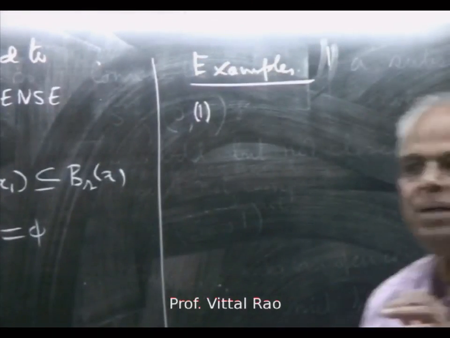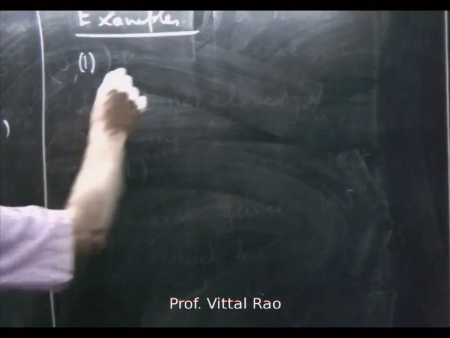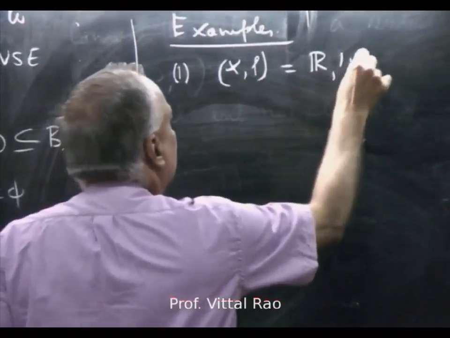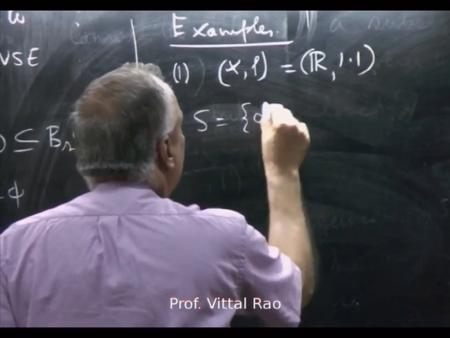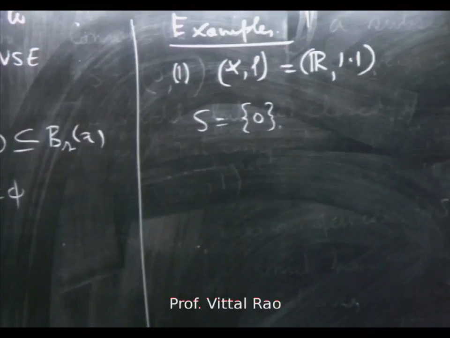Let us take a single point on the real line. So let us take X to be the real line. Always, first, our basic examples will be this. Take S to be the single point 0. Obviously, wherever you go, you just avoid that point, right?